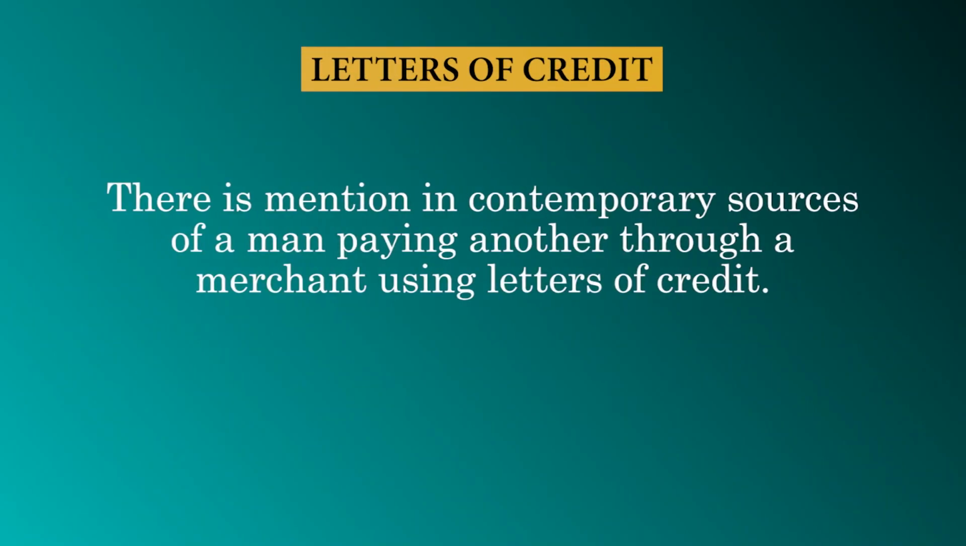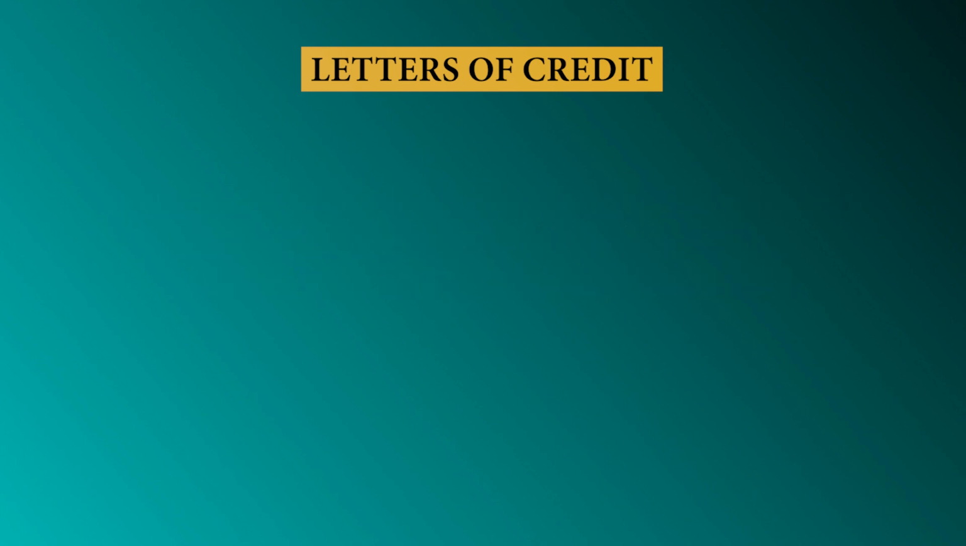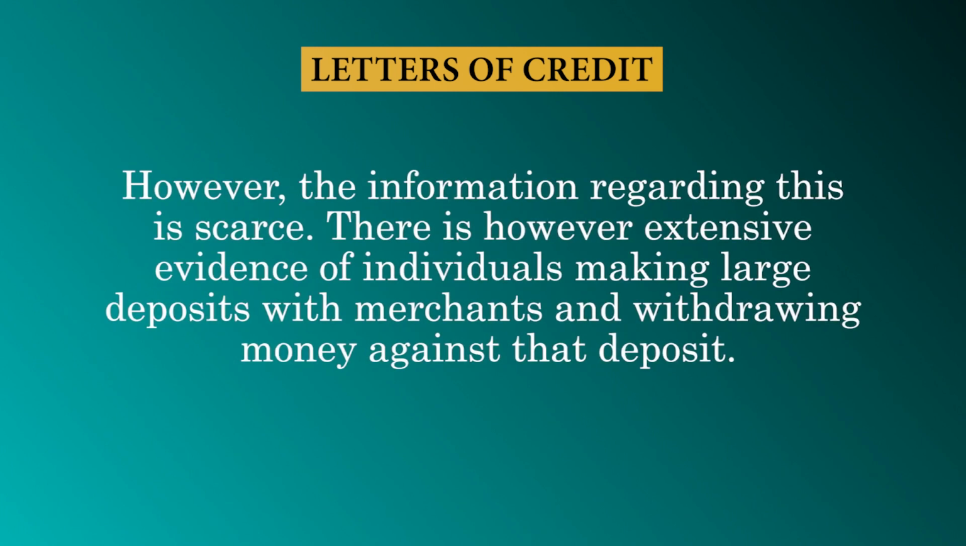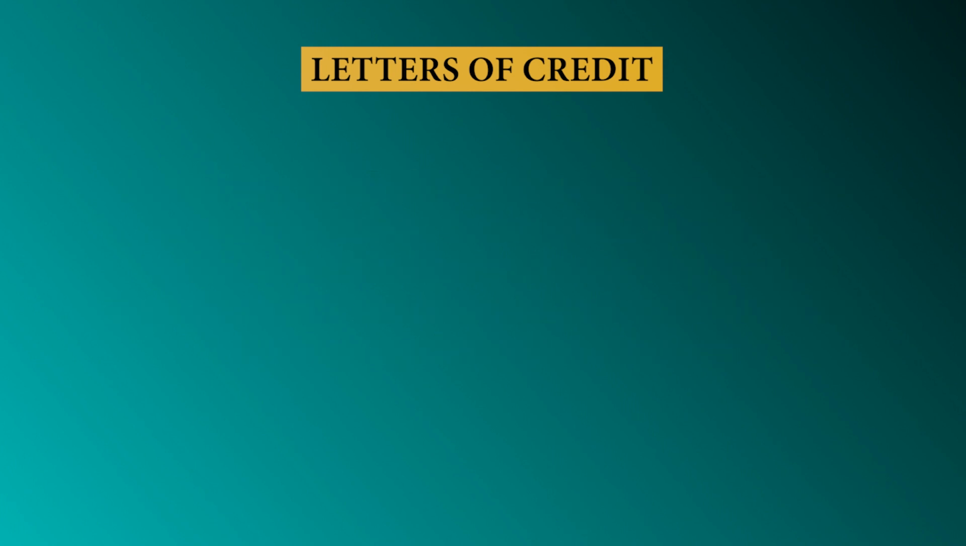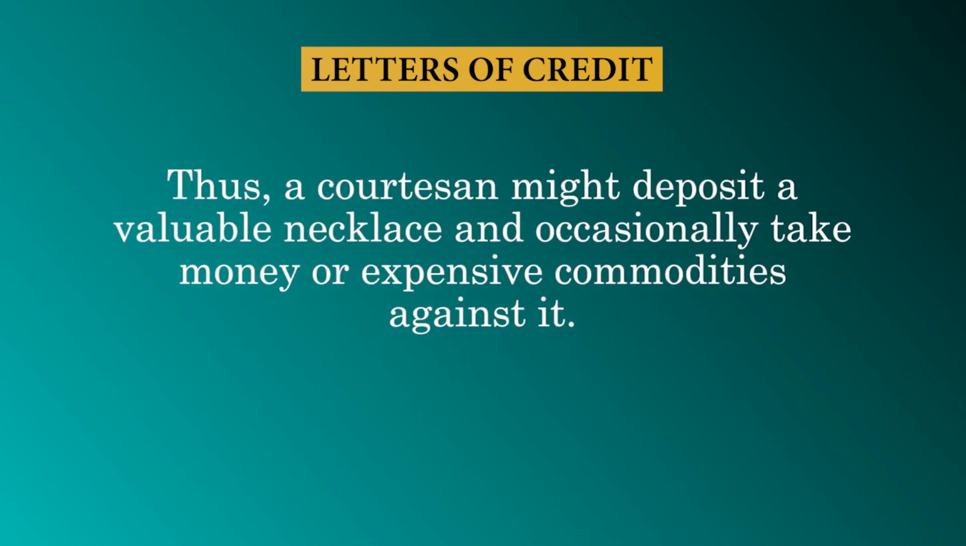However, there is evidence for a rudimentary banking system which fulfilled certain functions. How do we know this? There is mention in contemporary sources of a man paying another through a merchant using letters of credit. However, the information regarding this is scarce. There is, however, extensive evidence of individuals making large deposits with merchants and withdrawing money against that deposit. Thus, a courtesan might deposit a valuable necklace and occasionally take money or expensive commodities against the value.